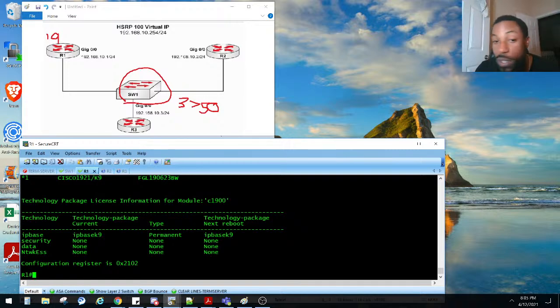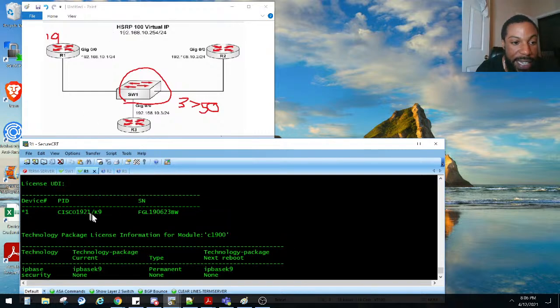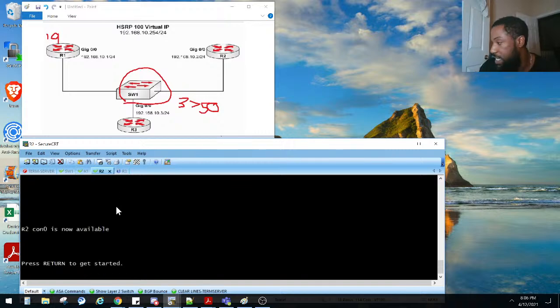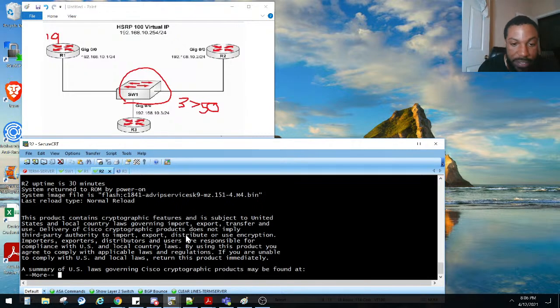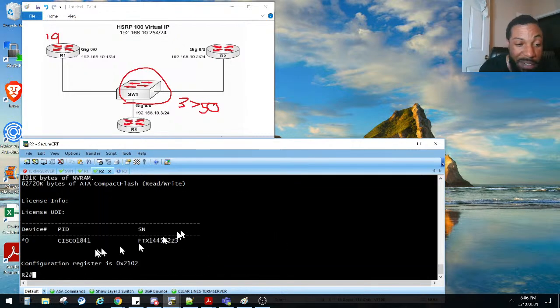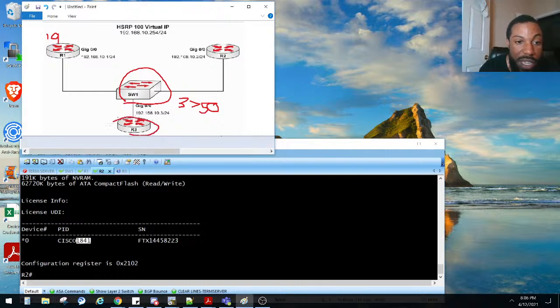So router 2 is a what is that? Router 1 is a 1921, and then router 2 I believe is a 1841. Good to kind of know those models just by looking at them, but you would think I would know them by now, being that they sit in my bedroom here. So that's an 1841, and then router 3 is an older, I believe, 2811 router.